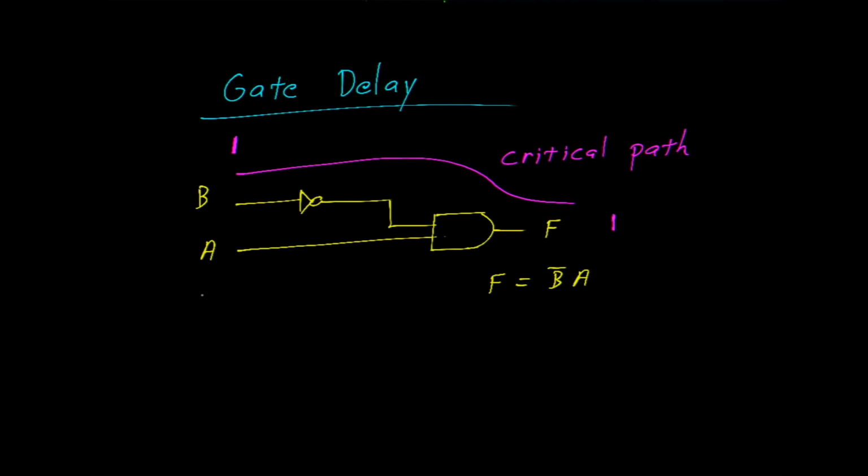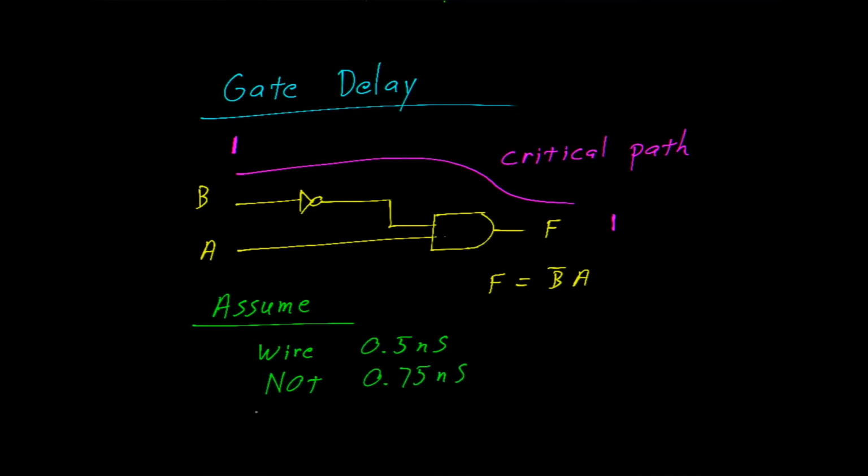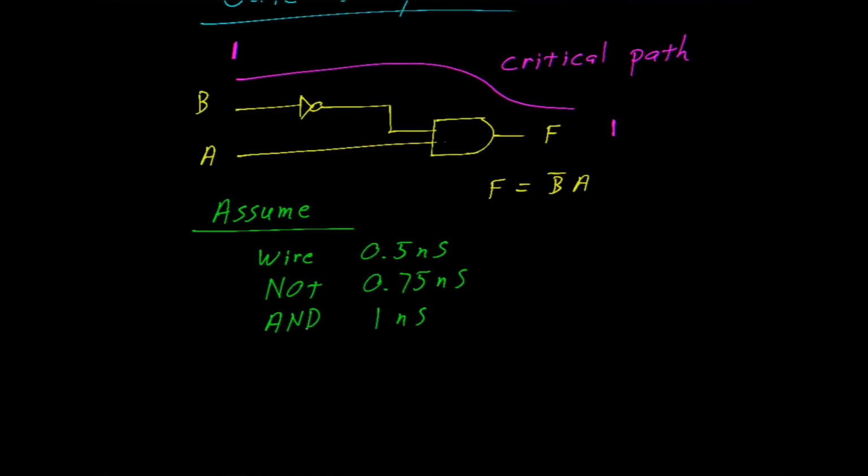To answer that question, let's make a few assumptions. We will assume a wire has a delay of half of a nanosecond. A NOT gate has a delay of 0.75 nanoseconds. The AND gate has a delay of 1 nanosecond. And finally, when we get to them, we'll let the OR gate have a 1 nanosecond delay.